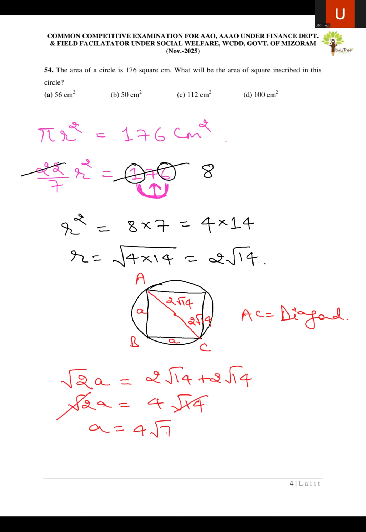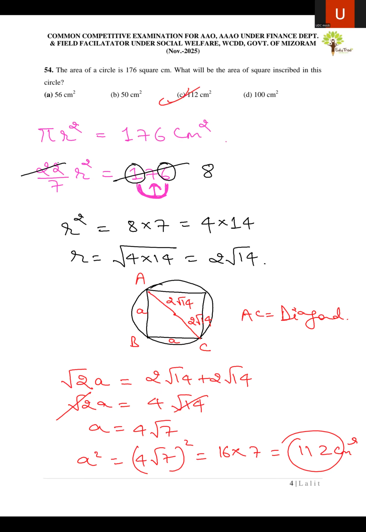All right. Now, a equals 4 root 7, so a is the side of the square. Area of a square will be a squared equals 4 root 7 squared. That is 4 squared, 16, multiply 7. This will be equal to 112. This third option, C, will be the answer for this. All right. Let us see this next one.